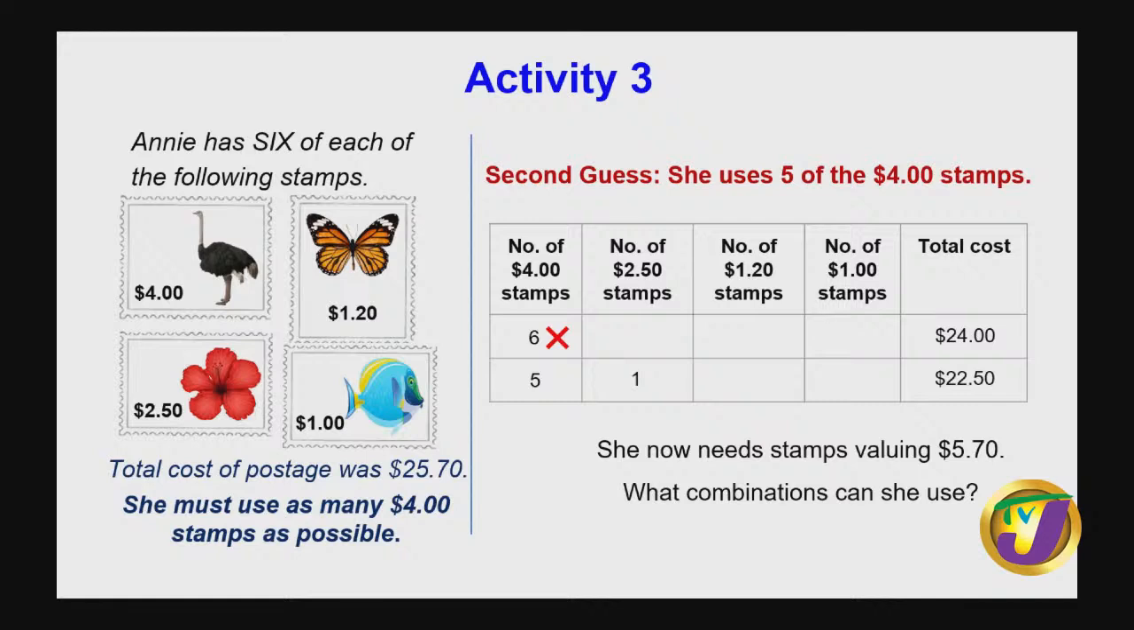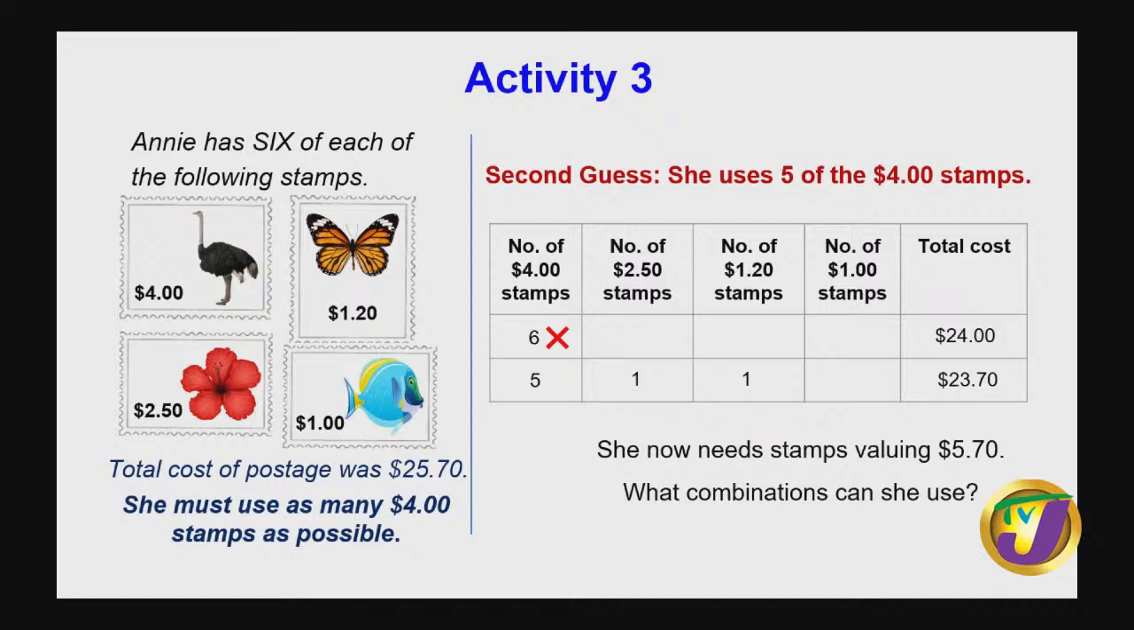Makes sense. So now our total is $22.50, and we need a $1.20 stamp here. We need that 20 cents. So let's guess a $1.20 stamp and see what's happening with our total. We're up to $23.70, which means that we're shy of $2 for the cost of the postage.